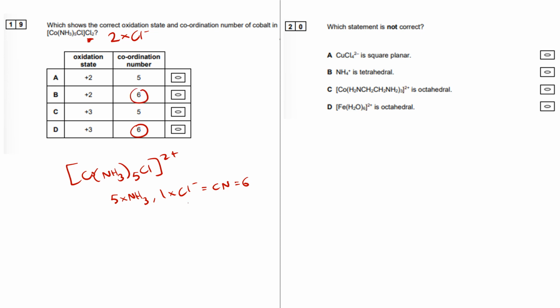Now what's the overall charge of the ligands? Well, ammonia has no charge, chlorine has a -1 charge. What's the overall charge on the complex? It's +2. So what must be the oxidation state of the cobalt? What do you add to -1 to get to the overall charge? You add +3. So the oxidation state of cobalt is +3 because of the chloride ligand here.